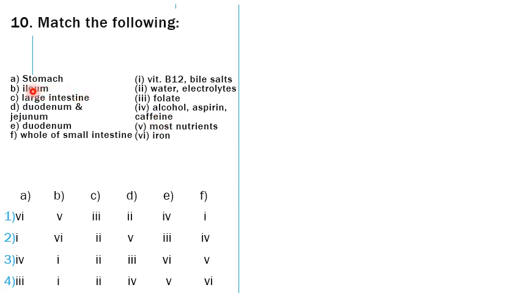Then the ileum will help in absorbing vitamin B12 and bile salts. The large intestine will help in absorbing water and electrolytes. Then the duodenum and the jejunum; the duodenum is also separately given. So the duodenum and jejunum together will help in absorbing folate. The duodenum alone will help in absorbing iron. Then the whole of the small intestine will help in absorbing most other nutrients.